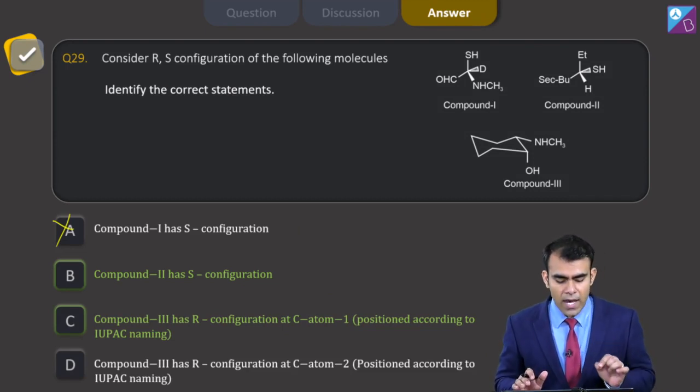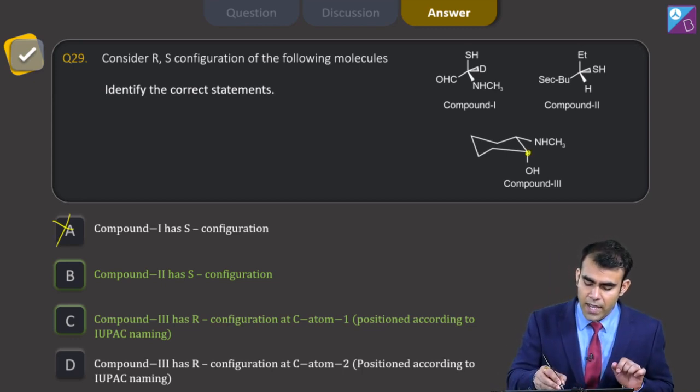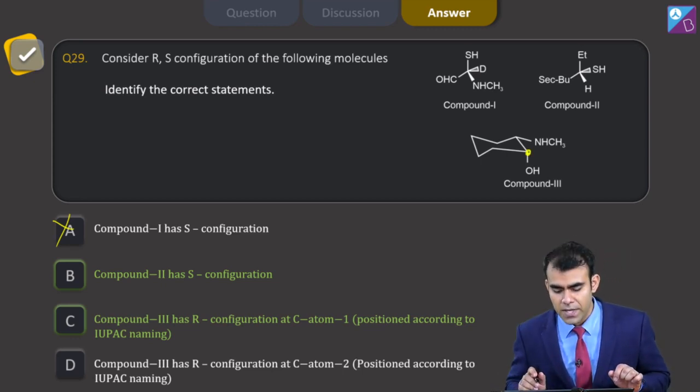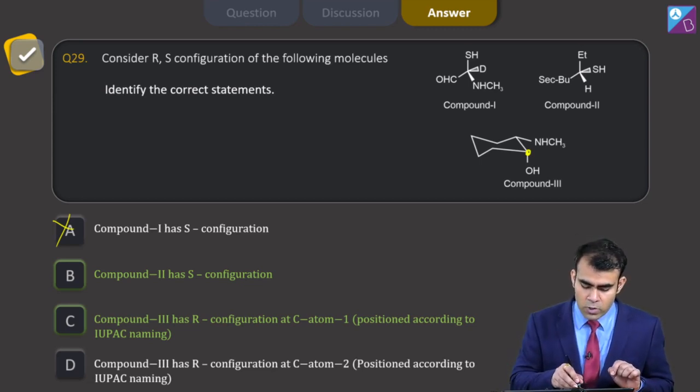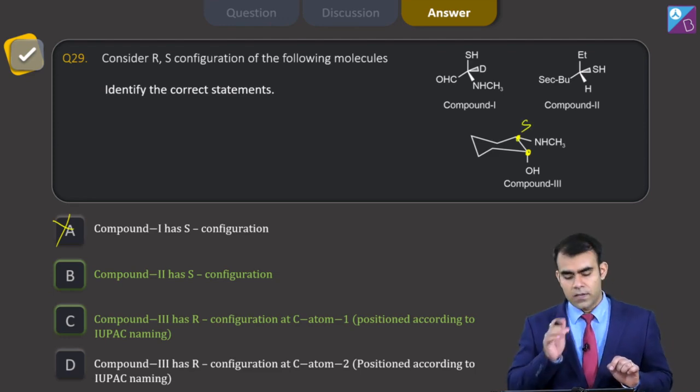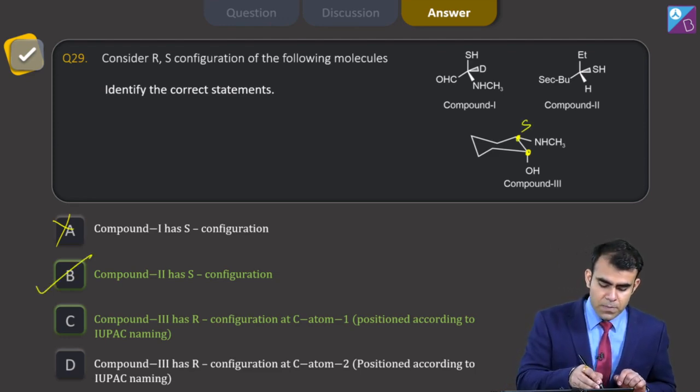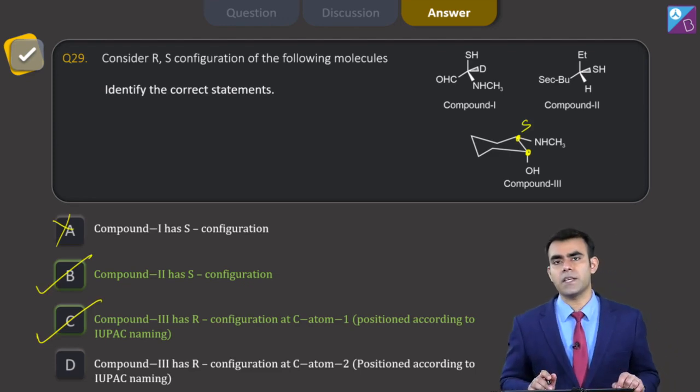Compound 3 has R configuration at carbon atom 1, and carbon atom 1 is this one according to IUPAC. So yes, this is R. And compound 3 has R configuration at carbon atom 2. No, this one is S. So my correct answer is B and C.